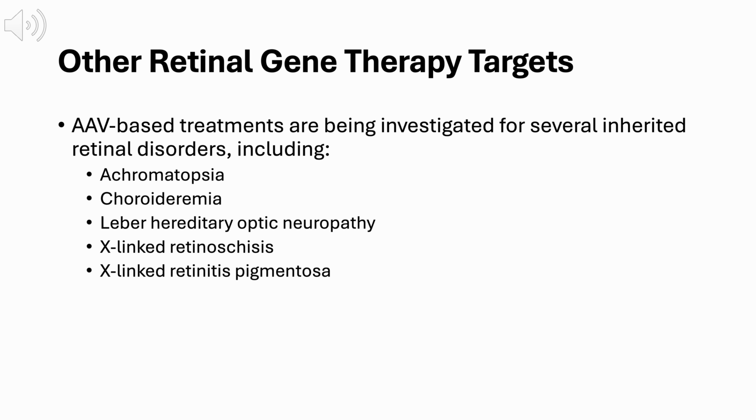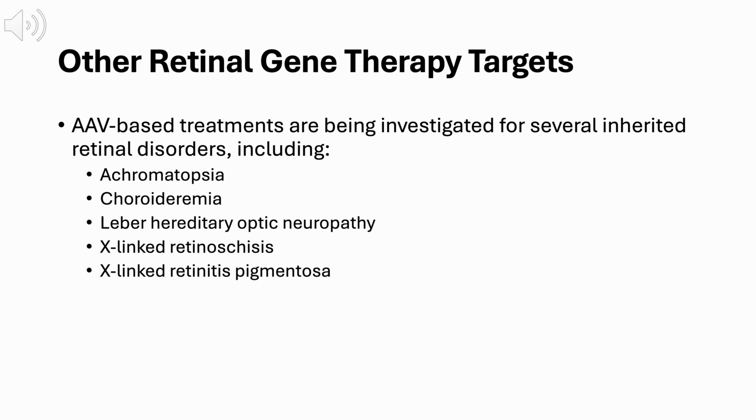Voratine was the first, but it's really the opening chapter of a much larger story. AAV-based treatments, building on that same adeno-associated viral vector platform, delivered to the privileged retina, are now being investigated for a range of inherited retinal disorders. The current targets include achromatopsia, choroideremia, Leber hereditary optic neuropathy, X-linked retinoschisis, and X-linked retinitis pigmentosa.